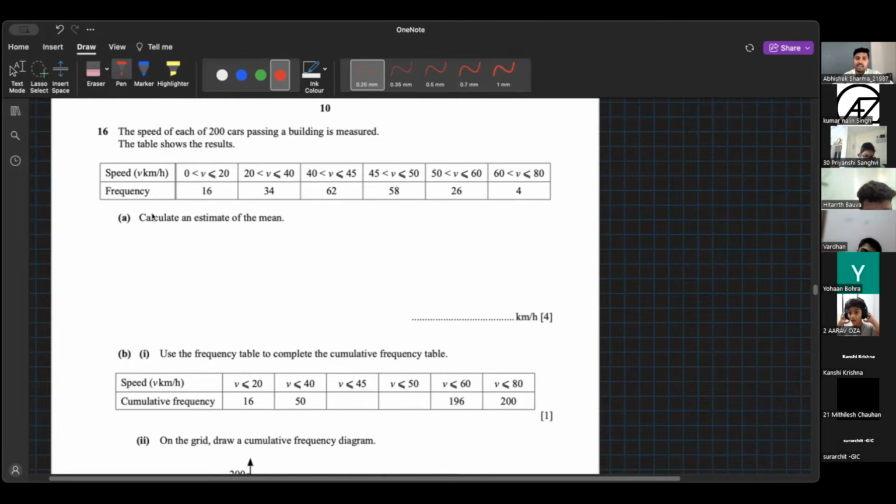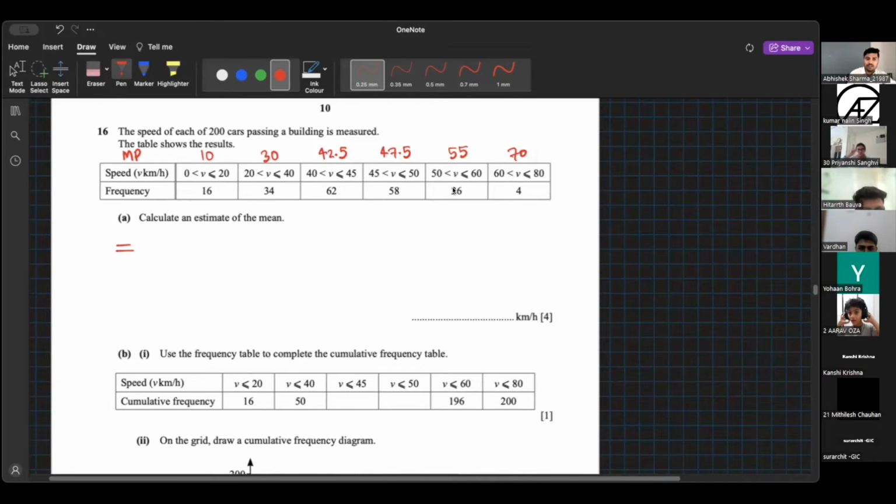It says calculate an estimate of the mean. So whenever we have to find the mean where a class interval is given to us instead of a particular speed, we can find the midpoint of that first. The midpoint of 0 to 20 is 10. 20 to 40 is 30. 40 to 45 is 42.5. 45 to 50 is 47.5. 50 to 60 is 55. And 60 to 80 is 70, right?